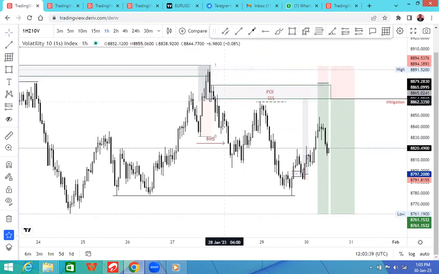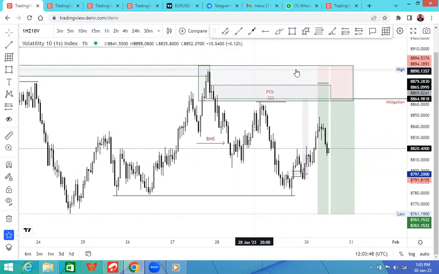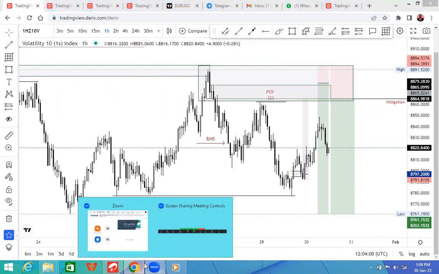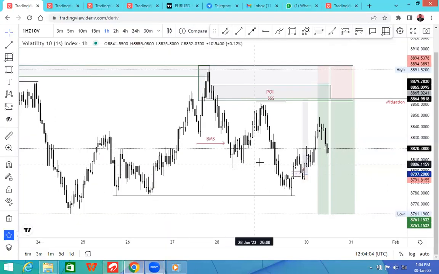So this becomes, sorry, I deleted the wrong one. This becomes my point of interest. This is my point of interest now. All of this. And if you check very well, there is an institutional candle here, a mitigation candle that price should come into around this. There's an institutional candle that price should come into.